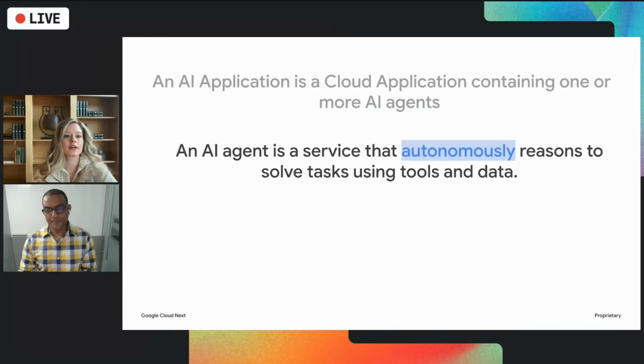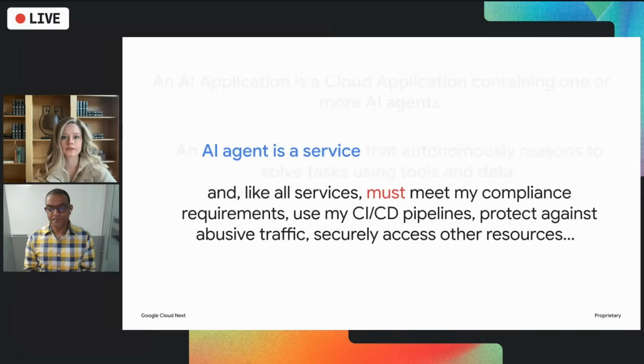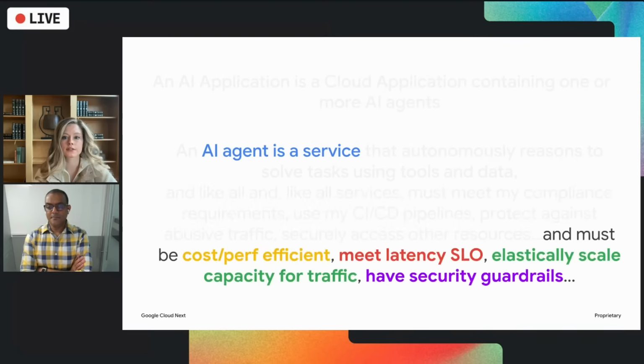An AI agent, so what is an AI agent? It's a service that autonomously reasons to be able to solve a task using tools and data. And like all services, they must meet your compliance requirements, use your CI/CD pipelines, and protect against abusive behavior, traffic, and do so securely across all of your resources. And they must be cost and performance efficient. They need to meet your latency SLOs and elastically scale for capacity for traffic. And it all has to do that with security. So you need those security guardrails.